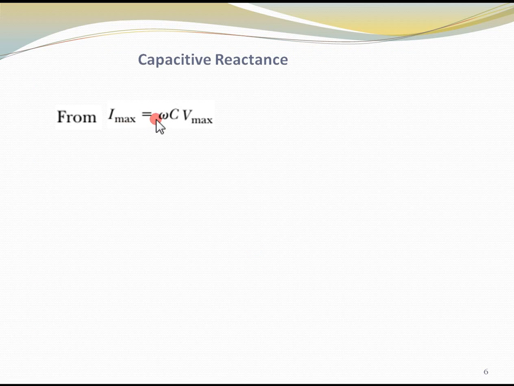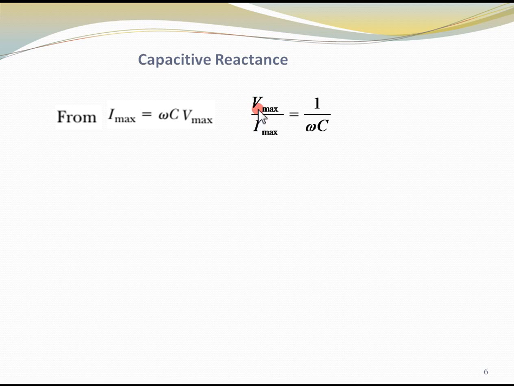If we say I max is omega C times V max, we can write V max over I max as 1 over omega C. But the V over I expression, voltage over current, gives us resistance. But in this case, we don't say resistance, we call it reactance.